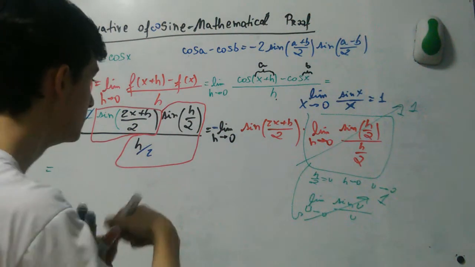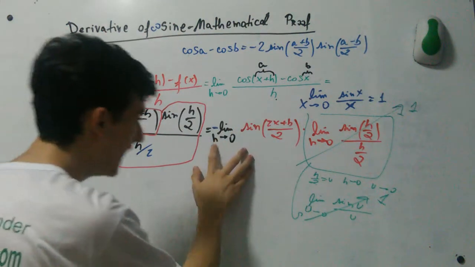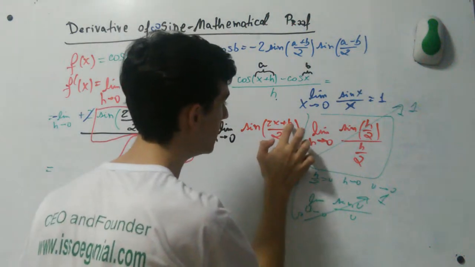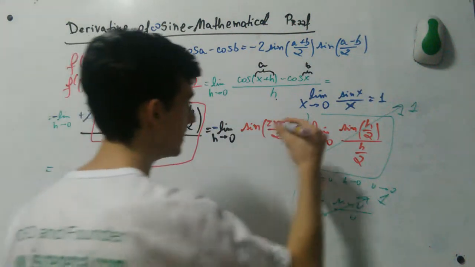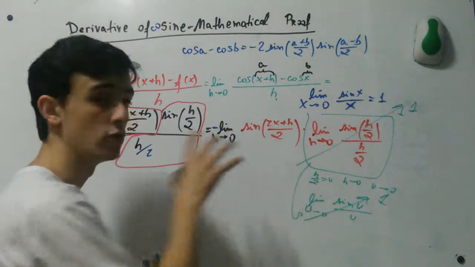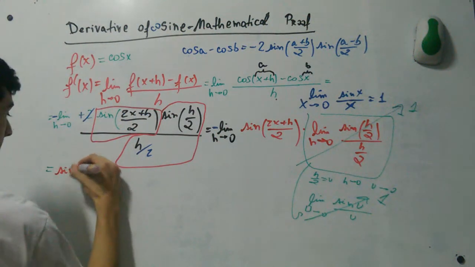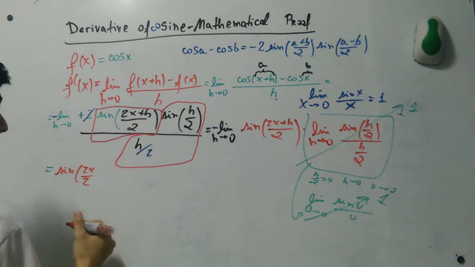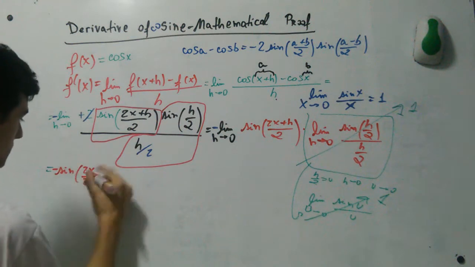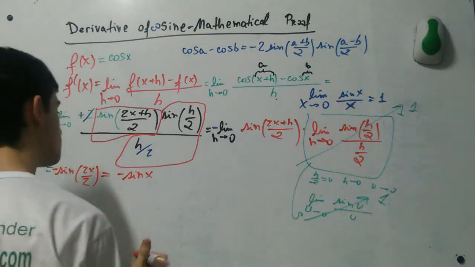We have the limit when h approaches 0 of this whole thing. When h approaches 0, this h here, this looks like a b, but it's h, is approaching 0. When this h approaches 0, this whole expression approaches sine of 2x over 2. And we have this negative sign here. So negative sine of 2x over 2, which is just negative sine of x.